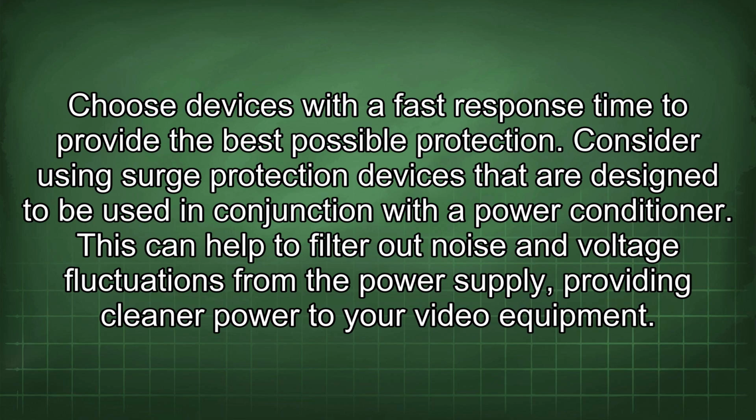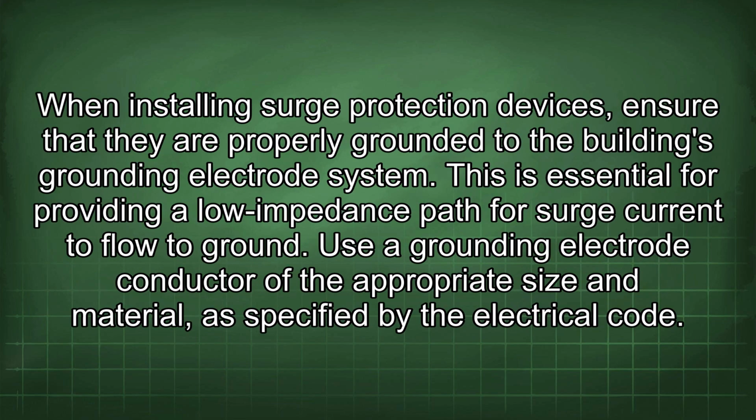Consider using surge protection devices that are designed to be used in conjunction with a power conditioner. This can help to filter out noise and voltage fluctuations from the power supply, providing cleaner power to your video equipment. When installing surge protection devices, ensure that they are properly grounded to the building's grounding electrode system. This is essential for providing a low impedance path for surge current to flow to ground.